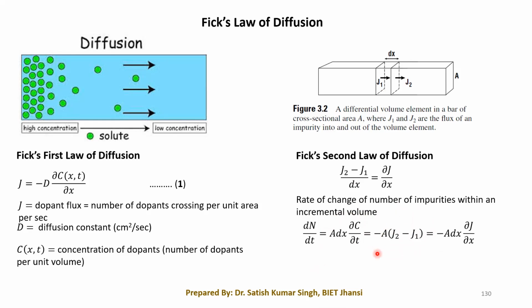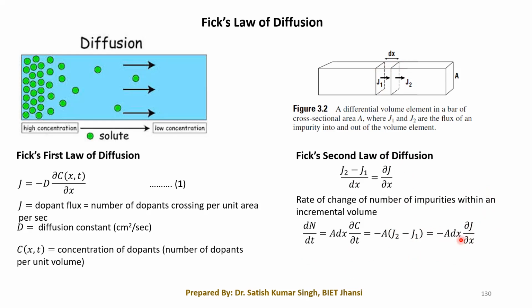Now we can write J2 minus J1 upon dx. We multiply with dx and divide by dx, and later this J2 minus J1 upon dx can be replaced by dou J upon dou x. So we get this equation for the rate of change of the number of impurities within an incremental volume. How are the impurities going to change within this incremental volume?